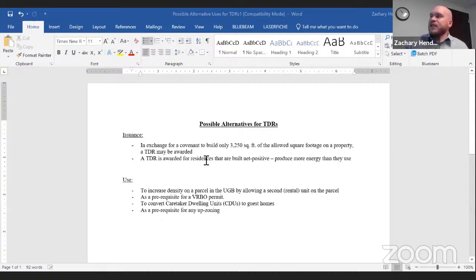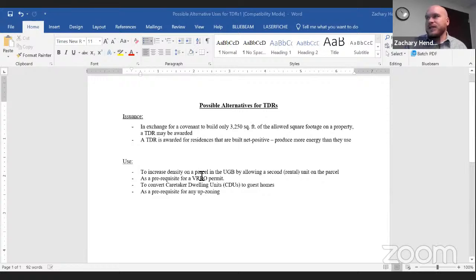Another idea was that if they agree to build a net positive house. For those of you who aren't familiar with the terminology, a net positive house is a home that produces more energy than it uses, so it essentially becomes electrical generation for the surrounding area. It's a very popular idea for taking us off of a fossil fuel based economy. You could put any number: if they produce 25% more energy than their house actually uses, they're awarded a TDR. So that's an incentive to encourage greater energy efficiency.